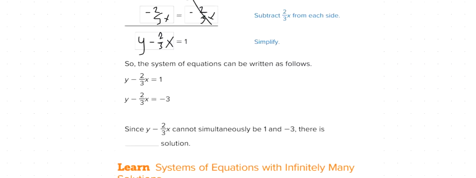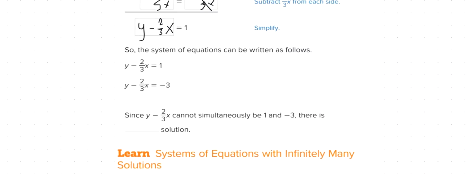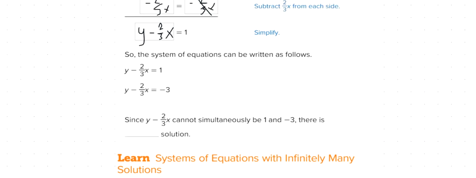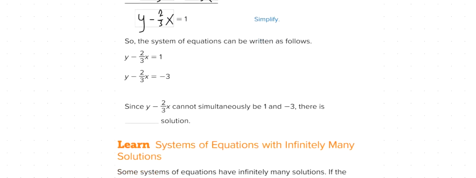So if you see, the system of equations can be written as follows. y is equal to negative 2/3 x equals 1. And if we do the other one, we would have y is equal to negative 2/3 x equals negative 3. Since y minus 2x cannot simultaneously be 1 and negative 3, there is no solution. Okay, it cannot be both.